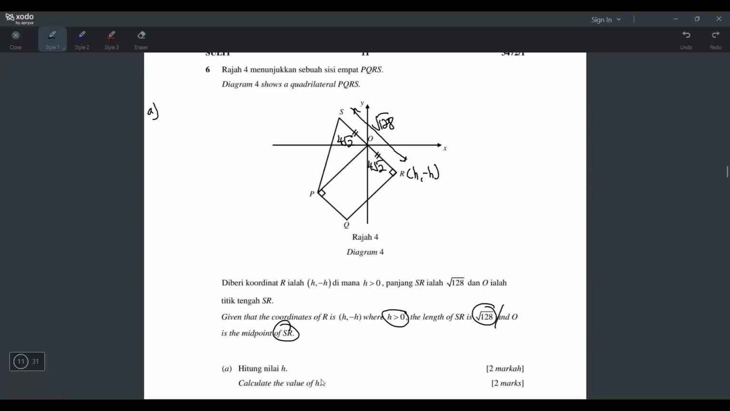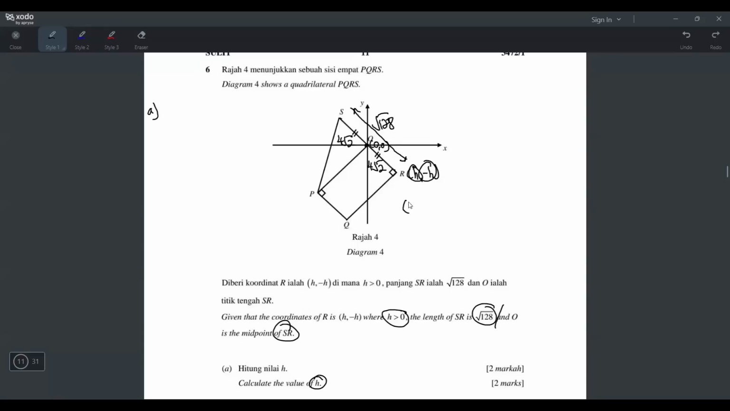A says calculate the value of H. How to find H? Okay, we all know the O coordinate will be 0, 0. And the S coordinate, I don't know. But it's okay, because I have the distance of OR, which is 4 square root 2. And the point R, although you don't have the X coordinate and Y coordinate, they both have the same value. The X coordinate and the Y coordinate is the same value, just different sign, because it's H, negative H.